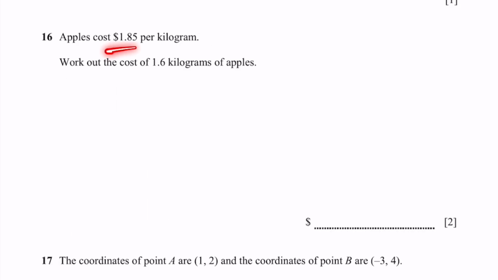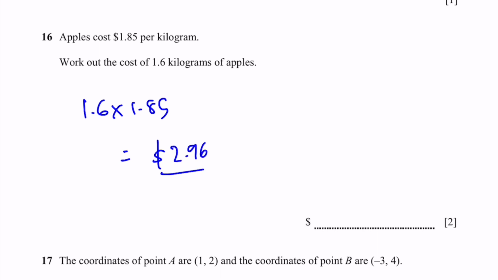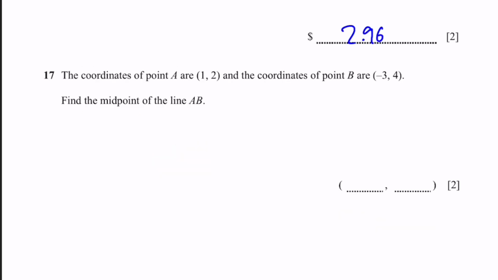Question 16. Apples cost $1.85 per kilogram. Work out the cost of 1.6 kilograms of apples. So 1.6 kilograms will be 1.6 into 1.85. And if you do this correctly, you get the answer as $2.96. That's the answer.